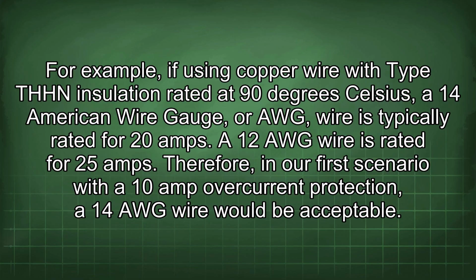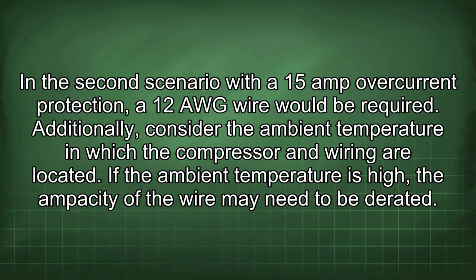Therefore, in our first scenario with a 10 amp overcurrent protection, a 14 AWG wire would be acceptable. In the second scenario with a 15 amp overcurrent protection, a 12 AWG wire would be required. Additionally, consider the ambient temperature in which the compressor and wiring are located. If the ambient temperature is high, the ampacity of the wire may need to be derated.